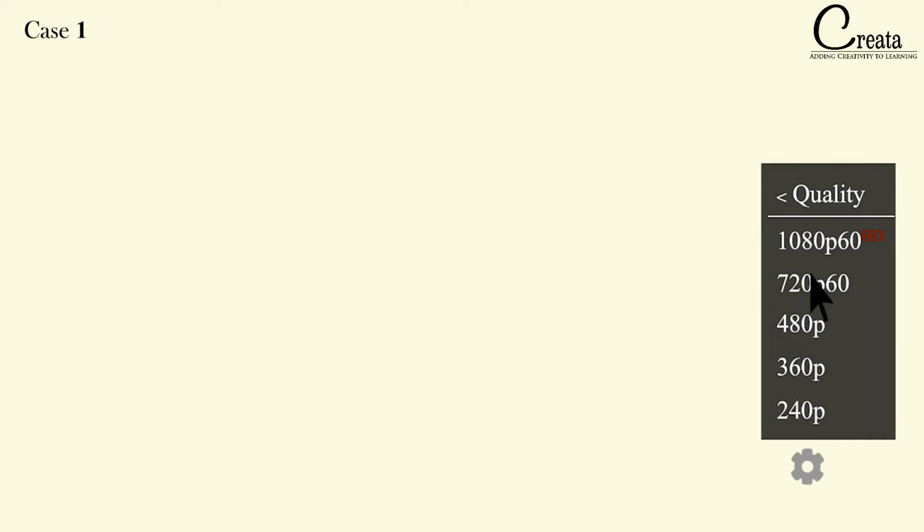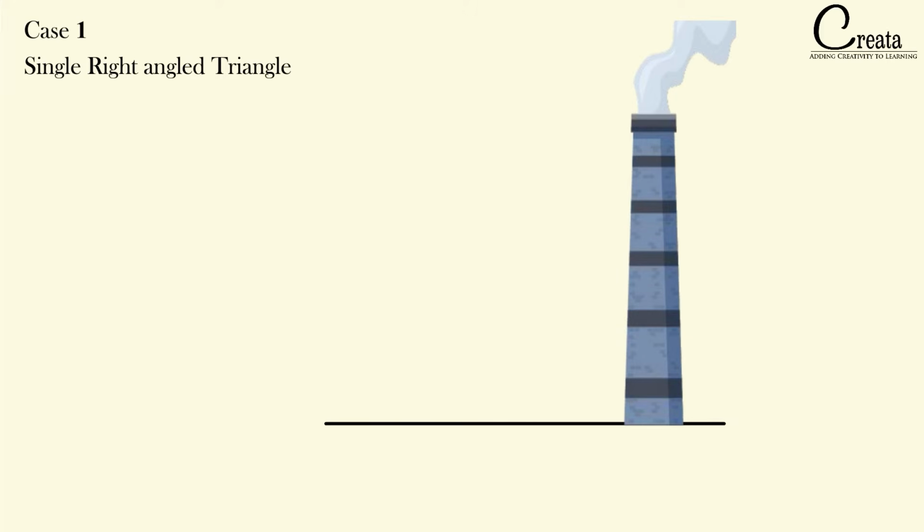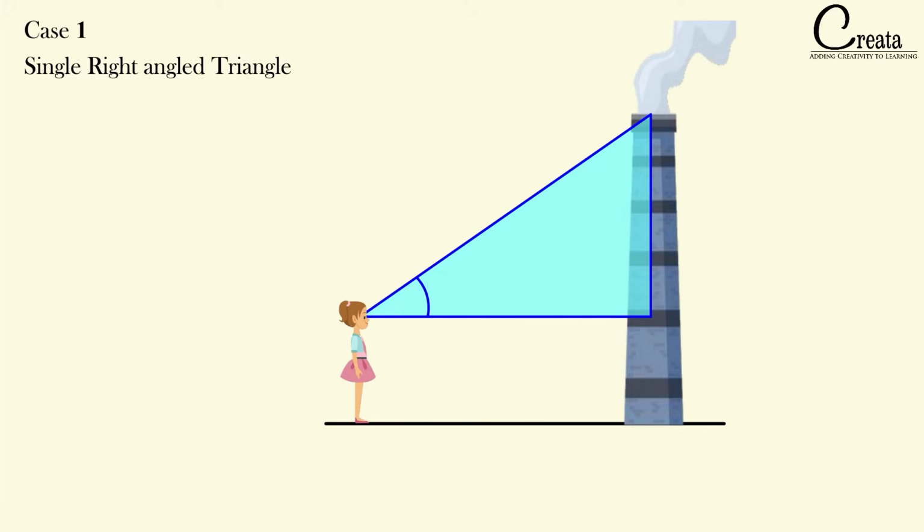Do not worry, it will be very simple. Case number 1 is a simple case in which we can easily identify a single right angle triangle in the given scenario. We are having a single right angle triangle. For example, we are having a chimney in front of a girl. That girl is looking at the top of the chimney. By doing so, we are making an imaginary right angle triangle from the eyes of the girl to the top of the chimney. This is an imaginary right angle triangle.